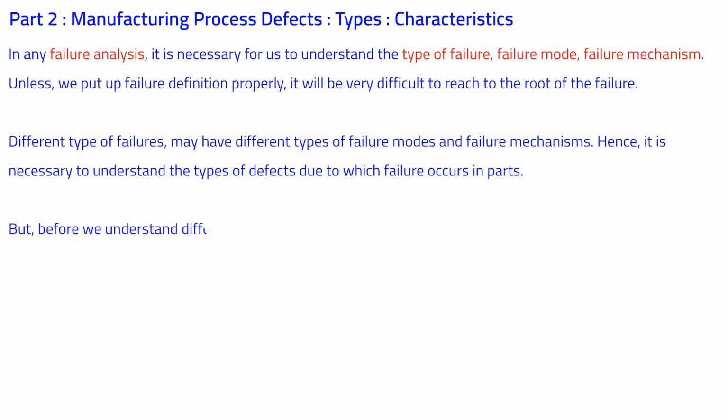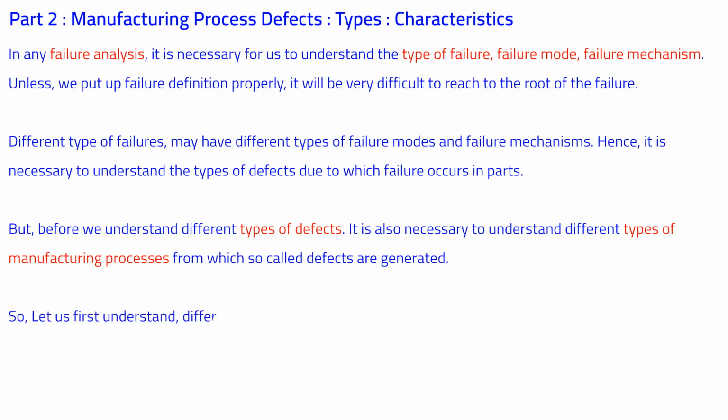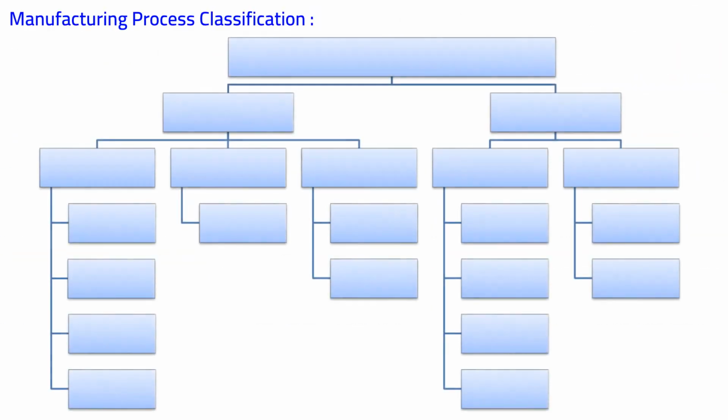But before we understand different types of defects, it is also necessary to understand different types of manufacturing processes from which so-called defects are generated. So, let us first understand different types of manufacturing processes through a simple flow chart. Manufacturing processes are classified under two main categories: part operations and assembly operations.